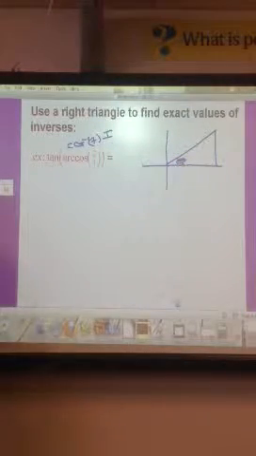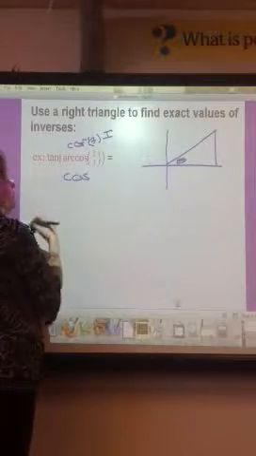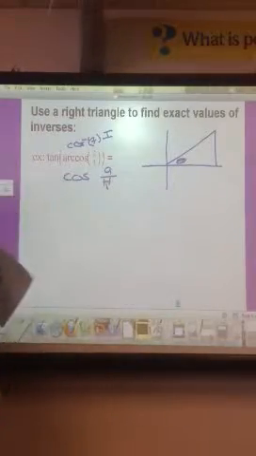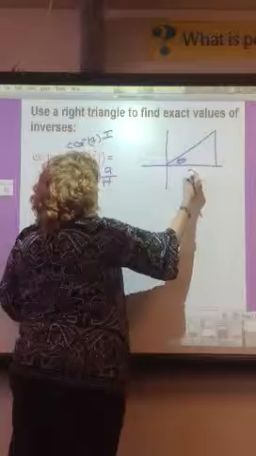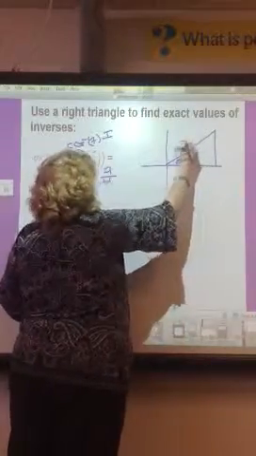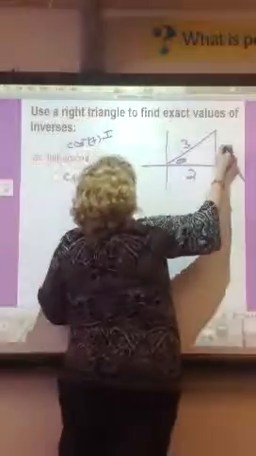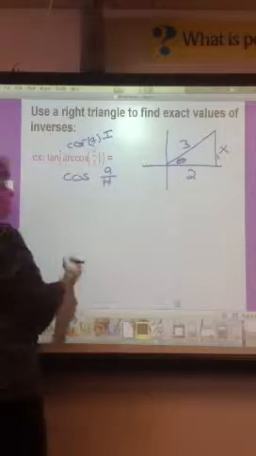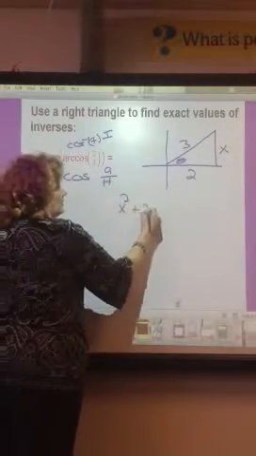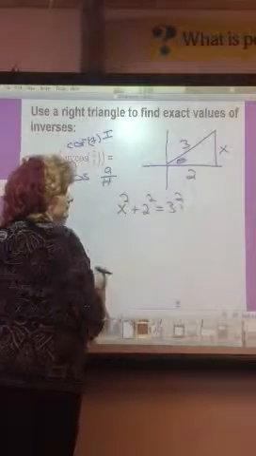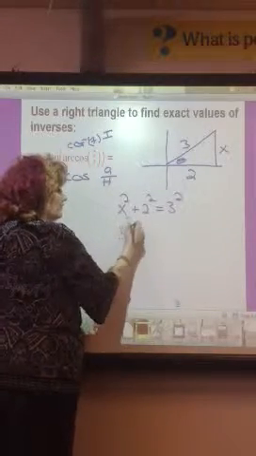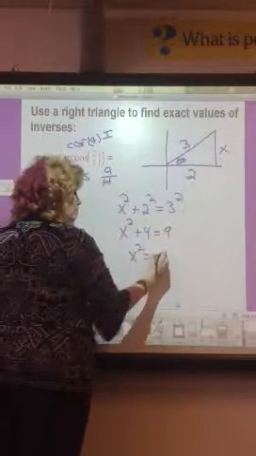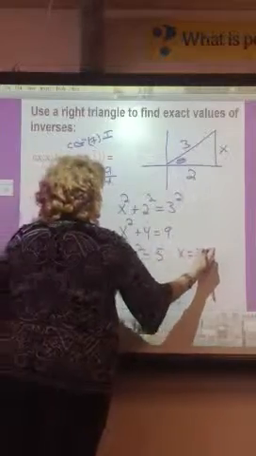Now, we also know that since it's cosine, the formula for cosine is adjacent over hypotenuse. So the adjacent side here will be 2, and the hypotenuse will be 3. So we need to figure out this one, don't we? Using our Pythagorean identities. So x squared plus 2 squared has to equal 3 squared. We solve that: x squared plus 4 equals 9, and we subtract, x squared equals 5. So x is equal to the square root of 5.